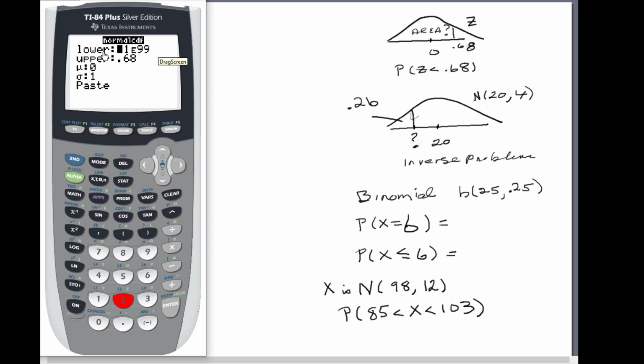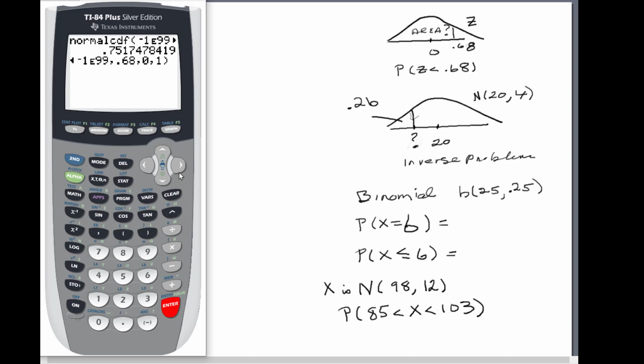There's my lower or left-hand boundary. My upper boundary is 0.68. What distribution are we talking about? We're talking about a standard normal. So the mean is 0 and the standard deviation is 1. Now I've already got those entered, but if they were different, we'd have to change them right now just by typing in. And then the last thing on this screen is paste. That'll take the information that we've given the calculator and put it back in our computation screen. So let's arrow down, arrow down, arrow down till we get to paste, and then we'll press the enter key.